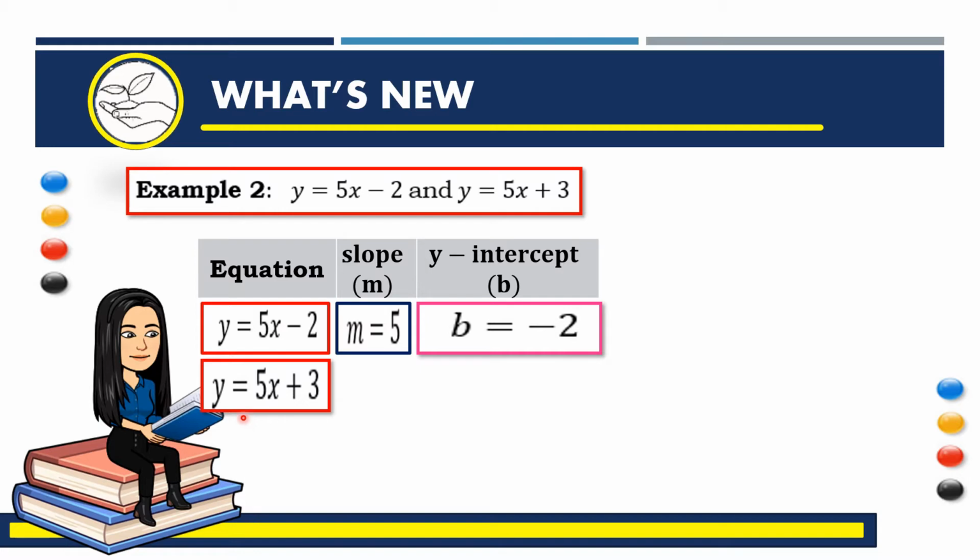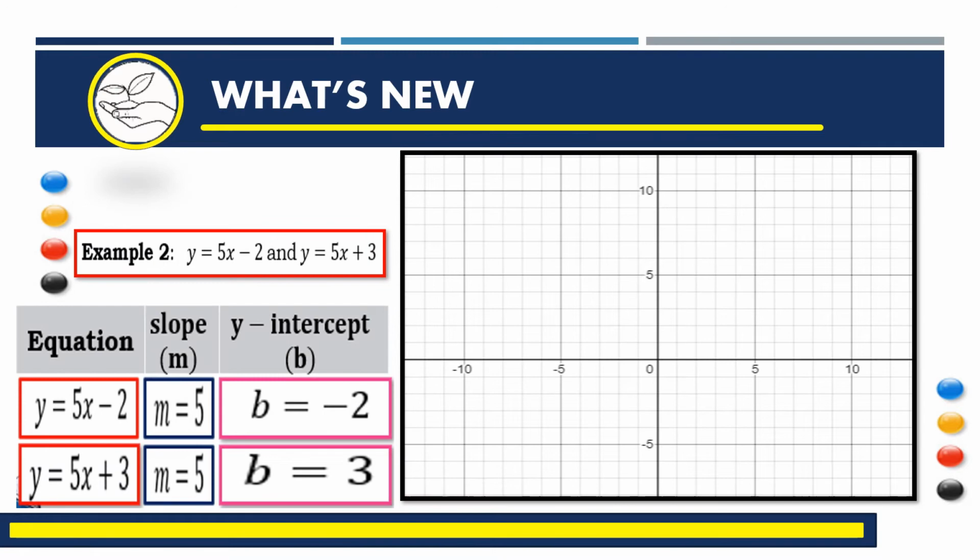So for the equation y is equal to 5x plus 3, what do you think is the slope? Yes, it's positive 5. How about the y-intercept? This time, yes, it is positive 3. So as you noticed, they have the same slope. We already have the slope and the y-intercept of both equations. So now, let's plot each of the equations.